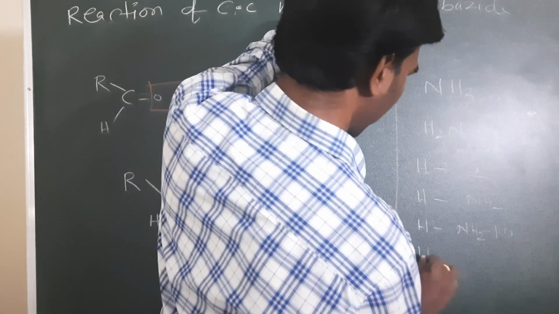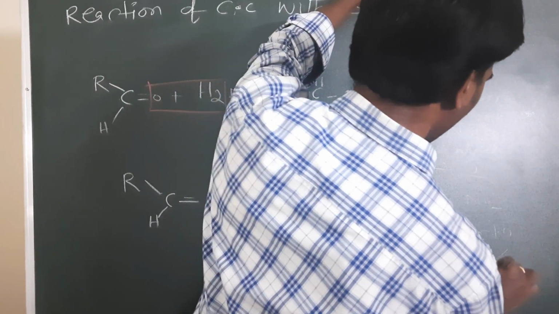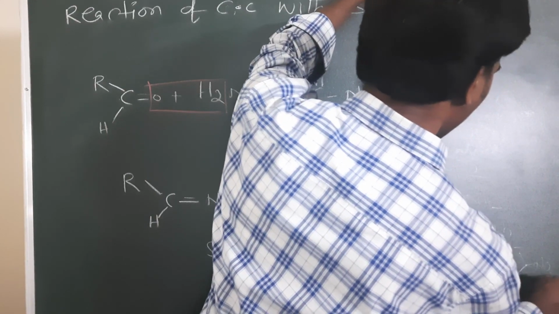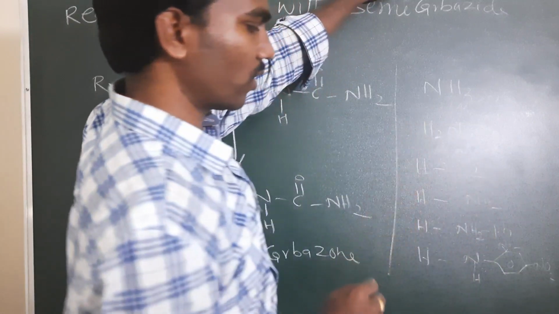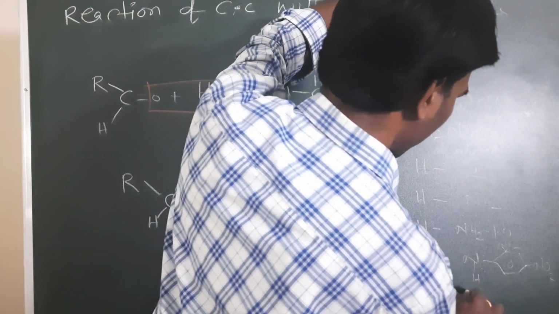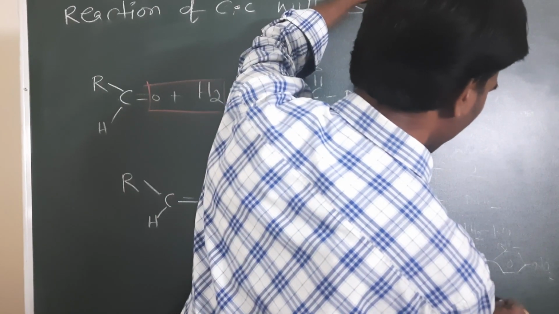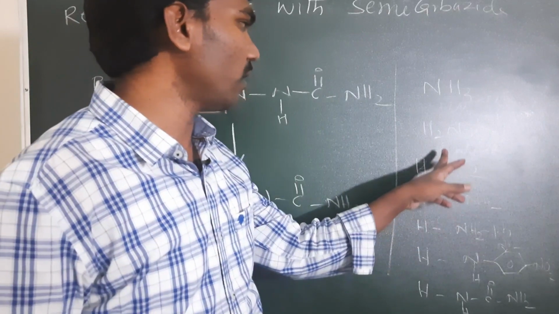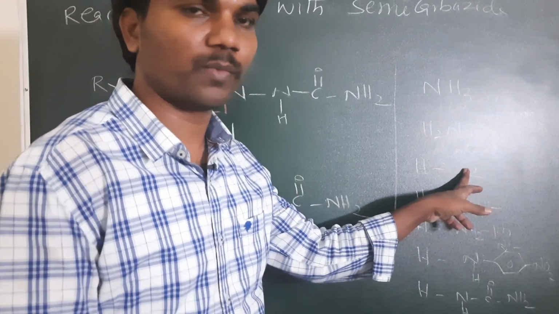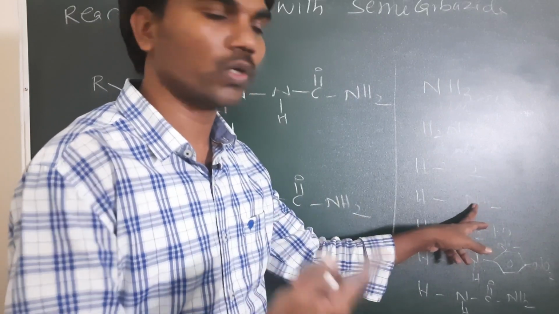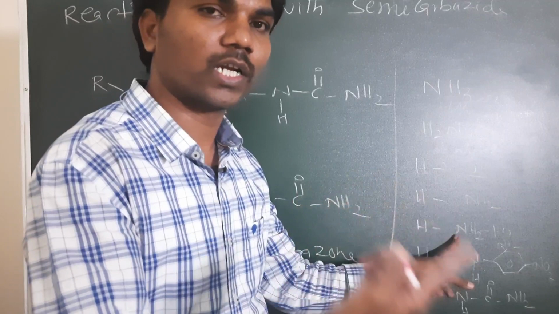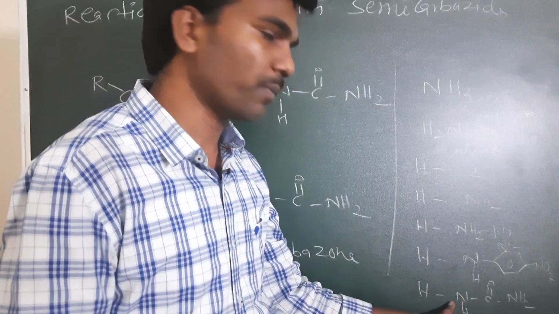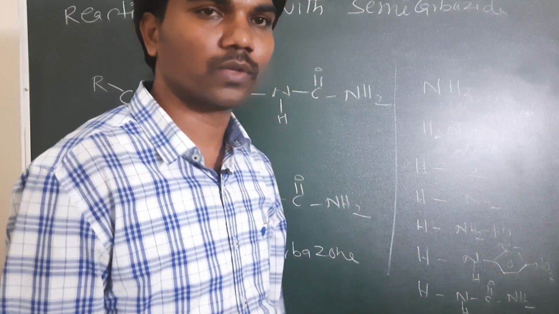If instead of H this group is there, that is 2,4-dinitrophenylhydrazine. If instead of H I take NH-C(=O)-NH2, this is semicarbazide. So when hydroxylamine reacts, an oxime will form. When hydrazine reacts, a hydrazone will form. When phenylhydrazine reacts, a phenylhydrazone will form. Then 2,4-dinitrophenylhydrazone, and semicarbazide gives semicarbazone. Like this we have to give the names.